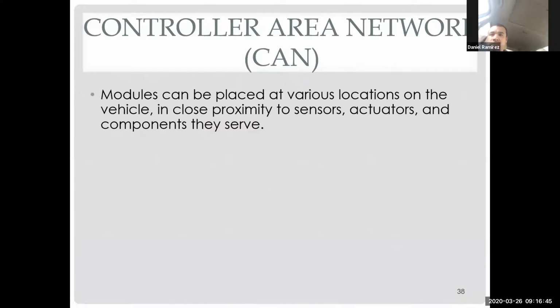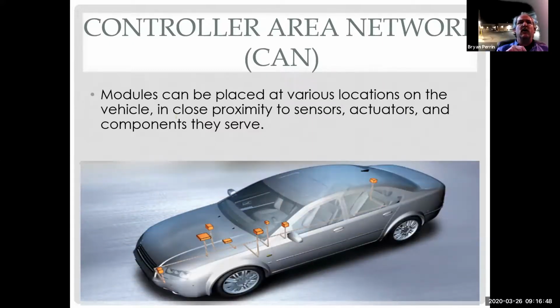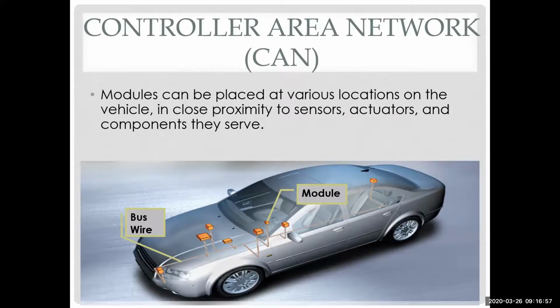So modules can be placed in various locations on the vehicle in close proximity to the sensors, actuators, and components they serve. Instead of running wires from the back of the car all the way to the front, why don't I just put a module in the back of the car and wire everything from my fuel pump to my fuel level sensor to my tail lights, brake lights, and trunk light into that rear module, and let that rear module control everything back there. Then I can get away with running 4 wires, literally, from the front of the car to the back: a power, a ground, and 2 communication wires for the network. Because I can put a fuse box and everything else back there.